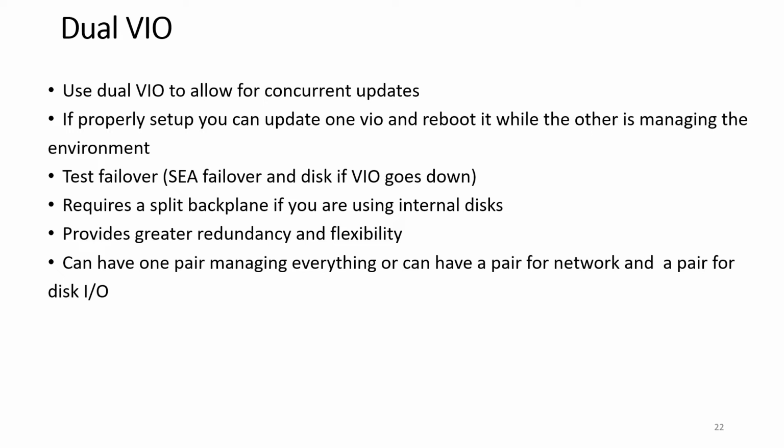There's some things you can do with multiple VIOs, such as have one pair managing everything, or you can have one pair for the network and one pair for disk I/O. You can separate them for development and production. You have a number of different options for how you can do the VIOs. For the most part, what I see is people having two VIOs that manage everything.